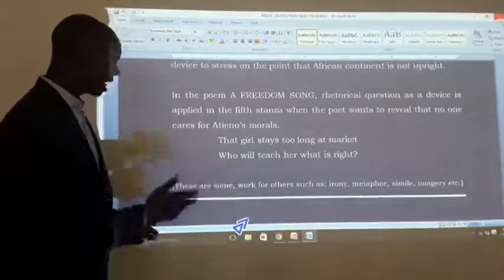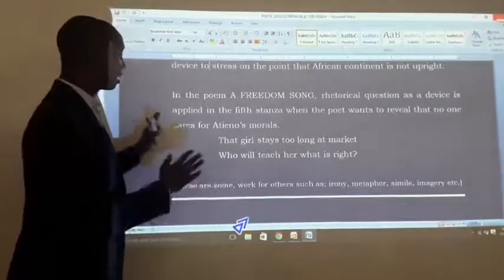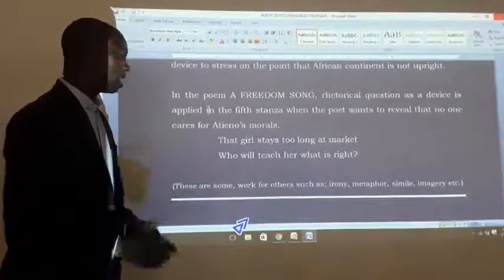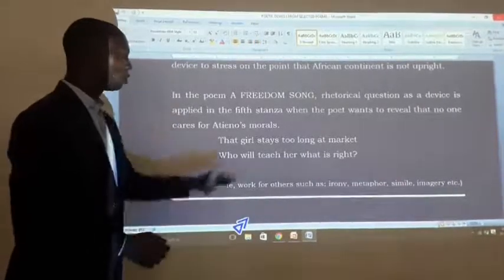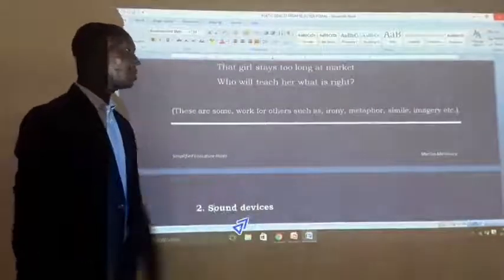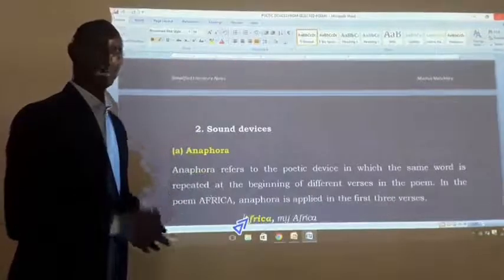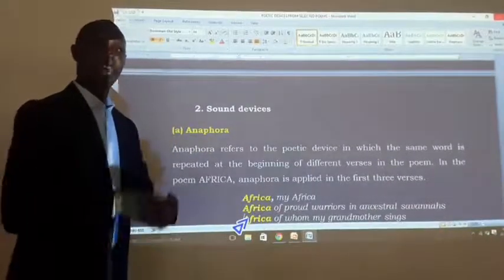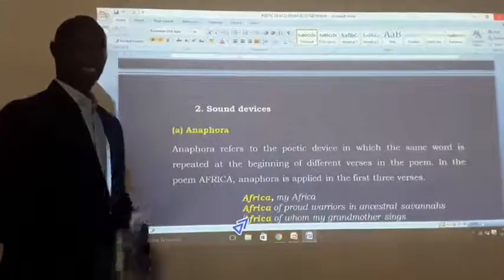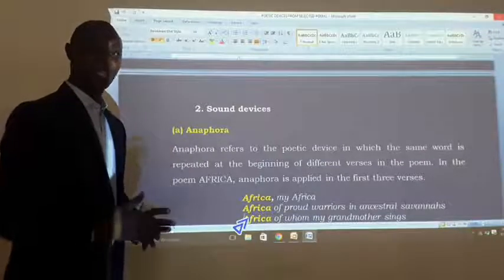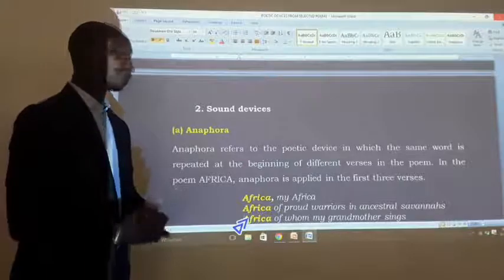So these are some of the language devices that I tried to share with you, but you can go into other poems and look for other common devices such as irony, metaphor, simile, imagery, and find the way they are applied, the way they are used in the poems. Now let us move to sound devices. This is the second category of poetic devices.